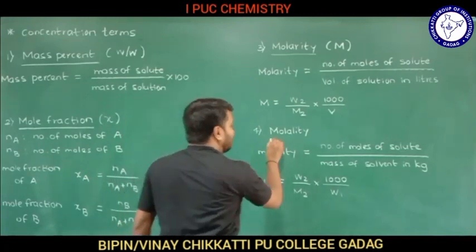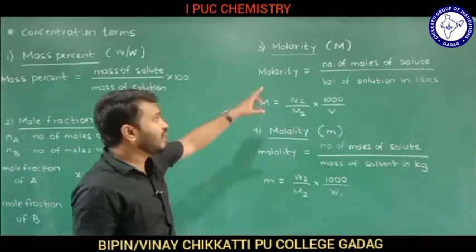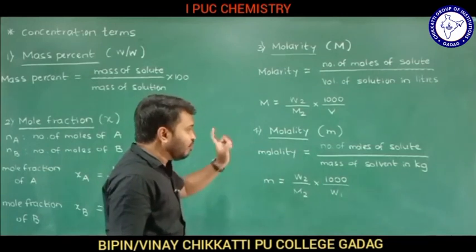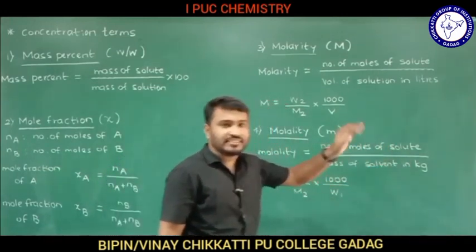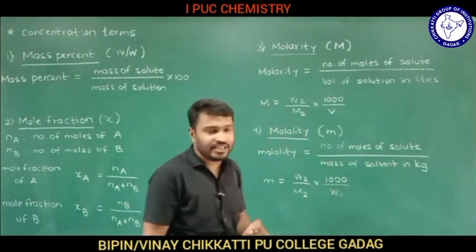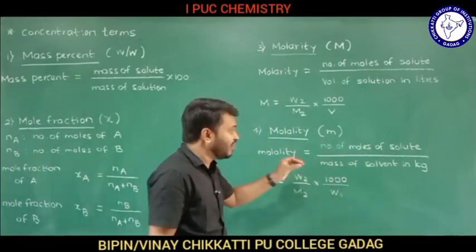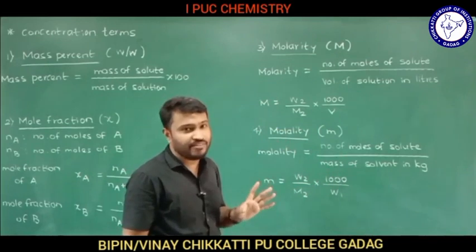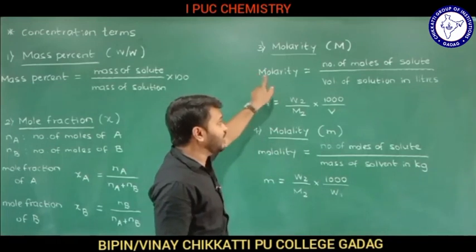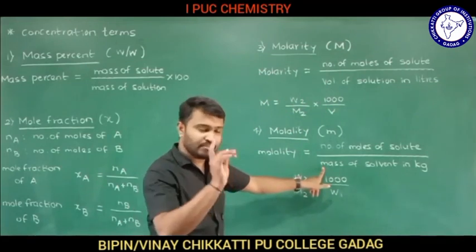In contrast, we have molality, which is represented by small m. Know the difference: capital M is molarity, small m is molality. In the formula, molality is the number of moles of solute, the same thing, present in the mass of a solvent in kg. Here we consider mass, that is, in 1 kg of solvent, how many moles of solute we have, and that is molality, and this is molarity. Try to know the difference. In molarity we consider volume, in molality we consider mass. This is the main difference.